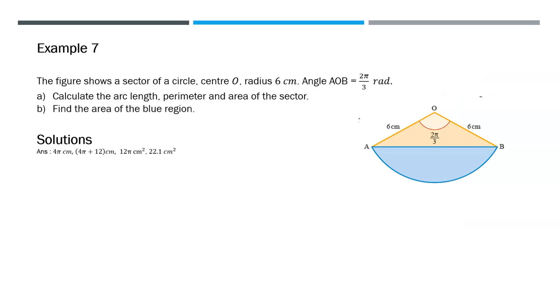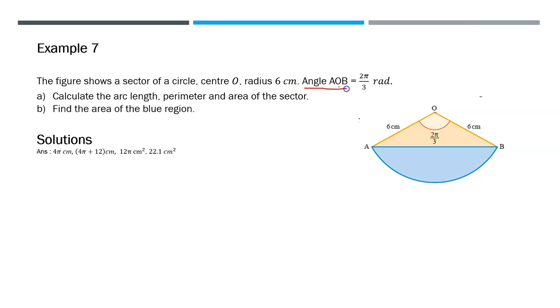Alright, example number 7. The figure shows a sector of a circle, right? You have a sector of a circle with center O. So the whole figure we call a sector, kan? Alright, center O and radius 6 cm, angle AOB, okay?